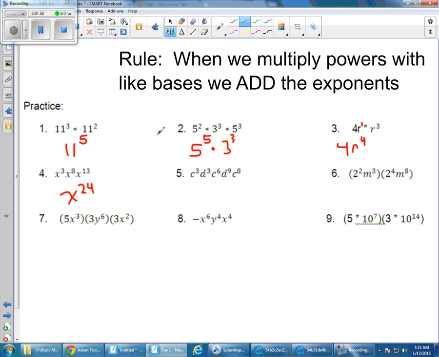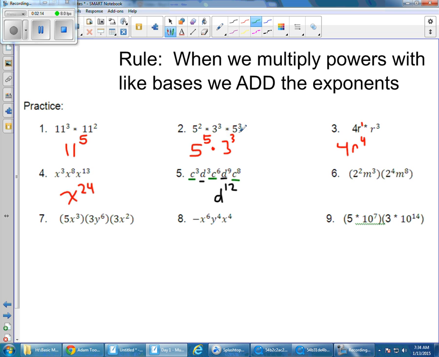Number 5, I kind of want to group them. So I'm going to underline ones that go together. So I've got C, C, C, and I've got D and D. All right, so my D's, I had D to the third, D to the ninth. That gets me D to the 12th when I add those two together.